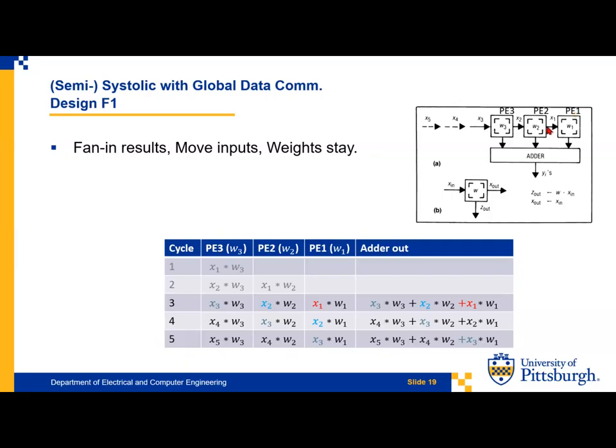W1 stays in PE1, W2 stays in PE2, W3 stays in PE3, and the input will propagate from the left-hand side to the right-hand side. And at the third cycle, x1 is the input of PE1, x2 is the input of PE2, and x3 is the input of PE3, and we could get the 1D convolutional output.